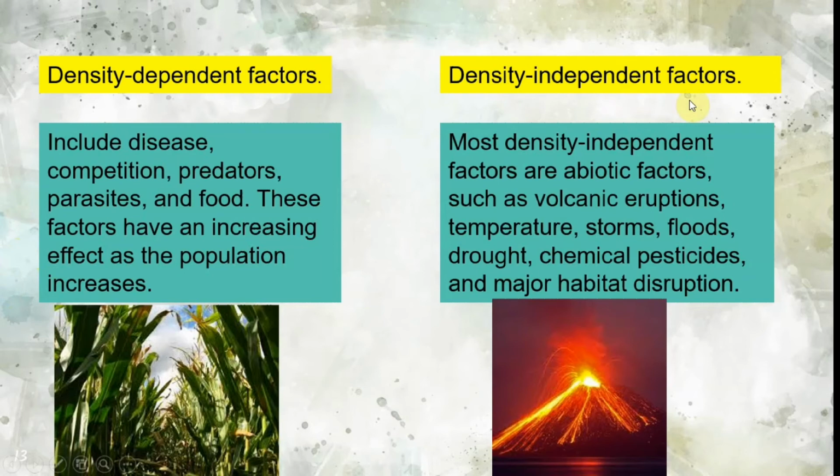Density-independent factors. Density-independent factors are abiotic factors, such as volcanic eruption, temperatures, storm, floods, droughts, chemical pesticides, and major habitat disruption. Although all populations can be affected by these factors, the most vulnerable appear to be small organisms.